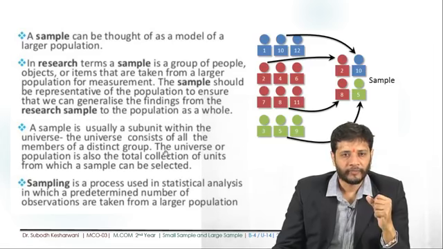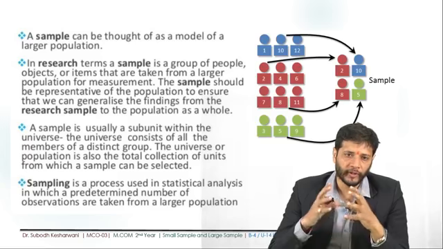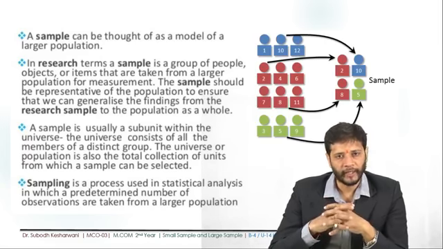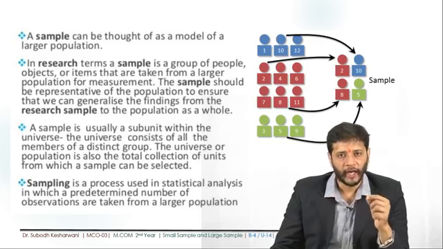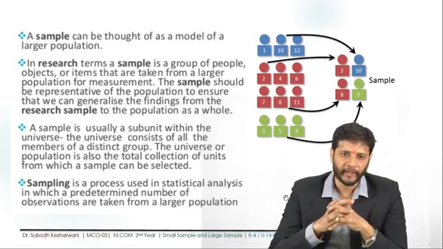And the universe consists of all the members of a distinct group. The universe or population is also called the total collection of units from which a sample can be selected. So sampling is a process used in statistical analysis in which a predetermined number of observations are taken from a larger population, and it's quite clear that from this larger population we have taken one representation, and we go into the depth of that. So there are a lot of examples which we can take.